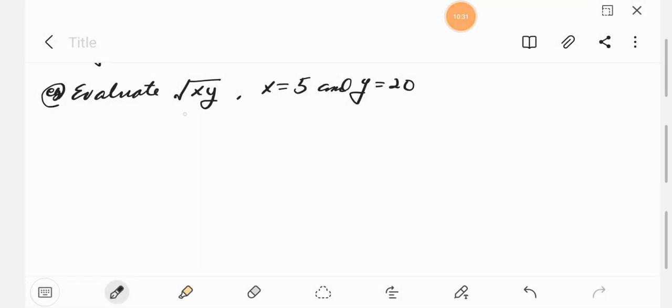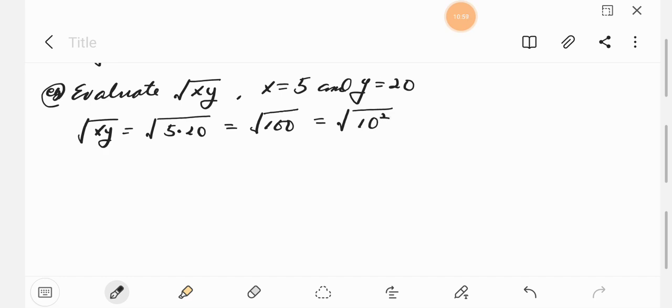Now evaluate the square root of xy. x and y are variables and you are multiplying x and y. So when you evaluate this expression, the values of x and y are always given. So replace these x and y variables with 5 and 20. So multiply 5 and 20, that is 100. And we know that 100 is a perfect square, which is 10 squared. So the answer will be 10.